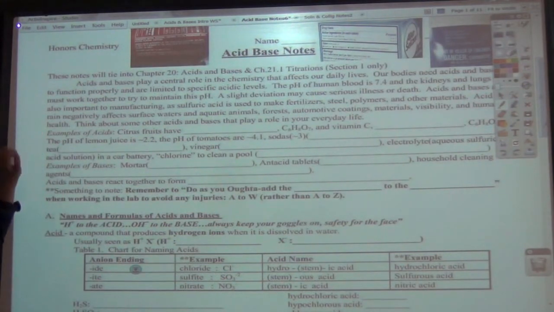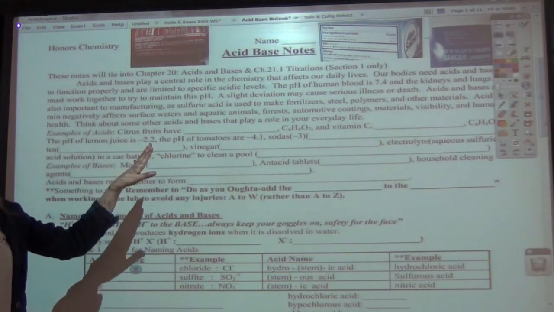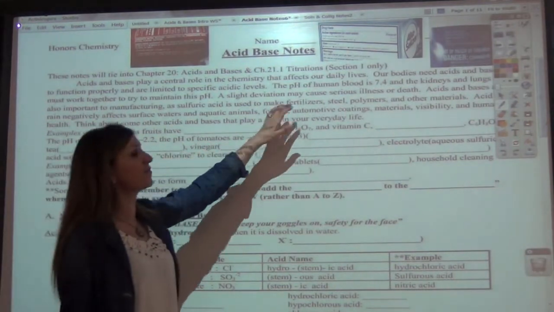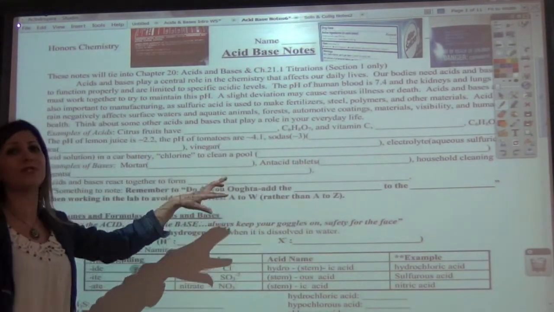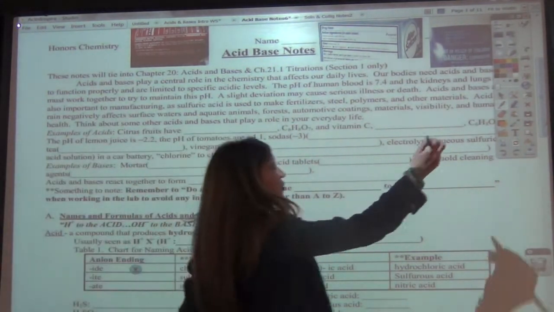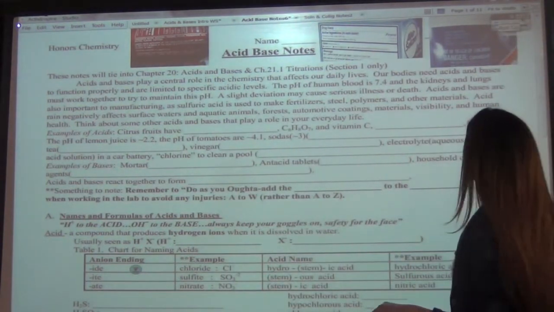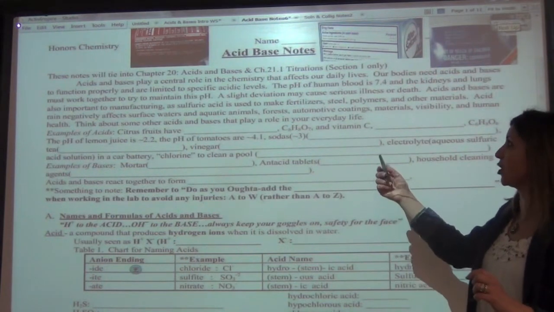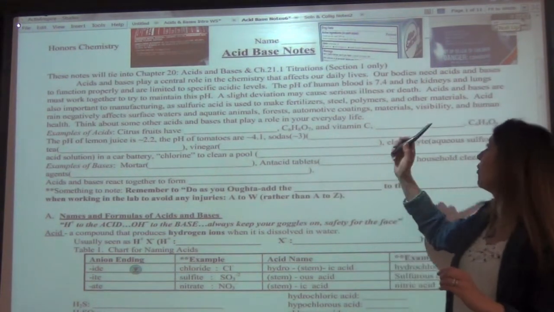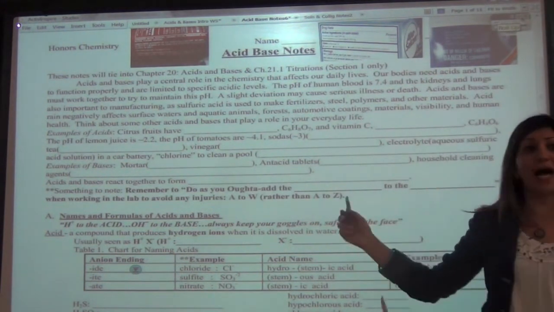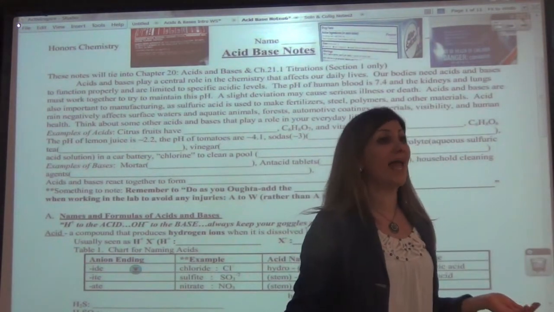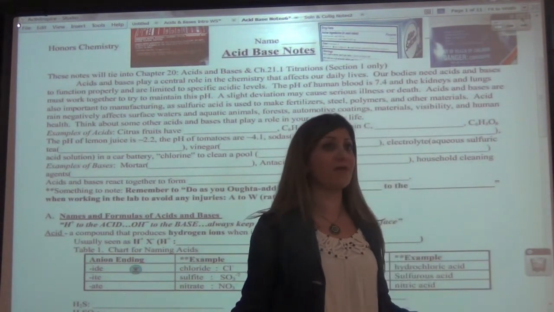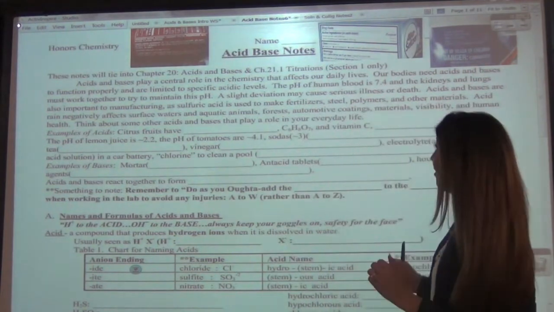Acids and bases are also important in manufacturing. Sulfuric acid, for example, is used if they're making fertilizers, steel, polymers, or a whole bunch of different things like plastics. It's used in all of those. Acid rain negatively affects surface waters and aquatic animals, forests, automotive coatings, materials, visibility, and human health. We'll also do some reading about acid rain and how acid rain affects all of us as well.